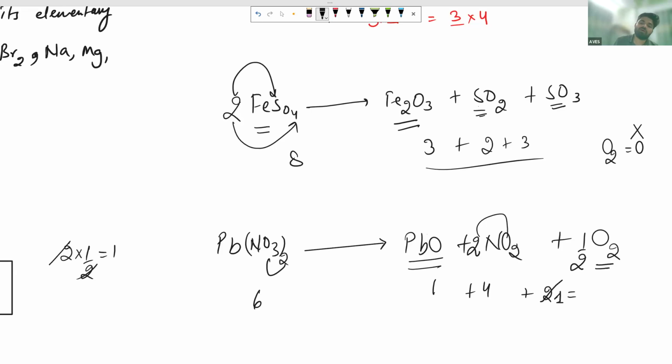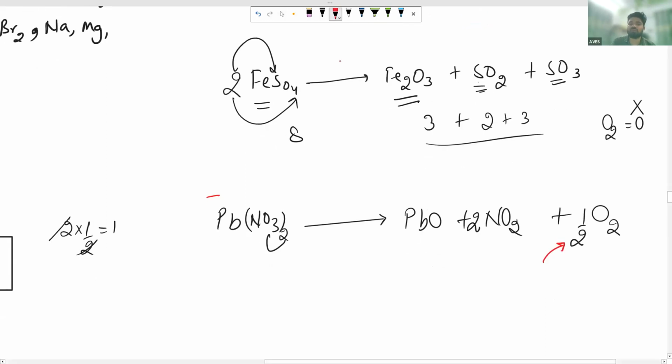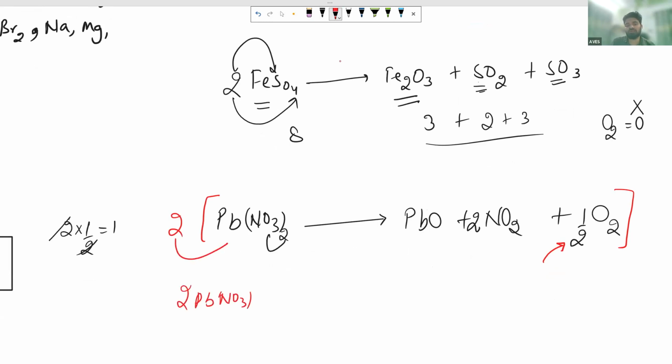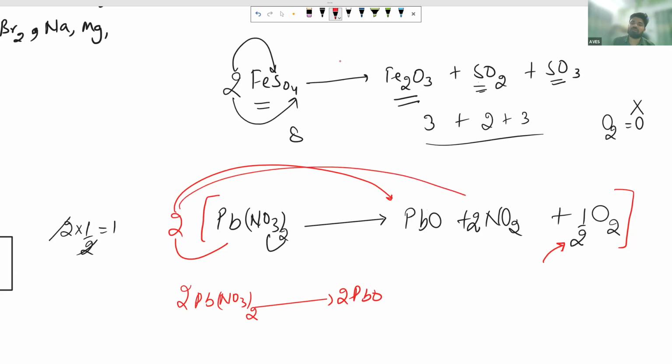Now legally this equation is balanced. No one is going to say that this equation is not balanced. But it looks odd when you write 2 in the denominator, half O2. So in order to fix this, we are just going to multiply the whole equation, left hand side as well as right hand side, by the denominator, that is 2. So when you multiply this equation by 2, you will get 2 Pb(NO3)2. Okay, Harshit, you got it? Yes, sir. When you multiply this number by 2, you will get 2 PbO. When you multiply this number by 2, you will get 4 NO2.